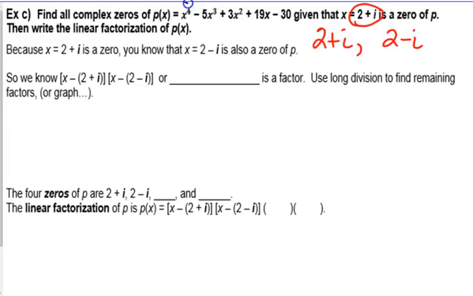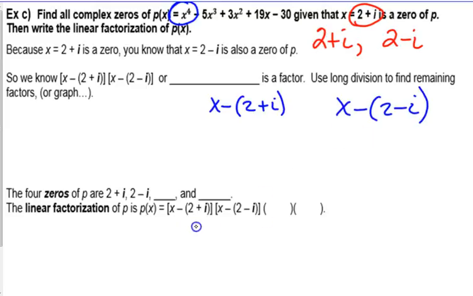Anybody? It's degree 4, so it has 4 total zeros. Does it have to? It doesn't have to have 4 unique zeros, so they can be repeated. Okay? All right. Now, we have to write these as factors. So we have x minus 2 plus i and x minus 2 minus i.